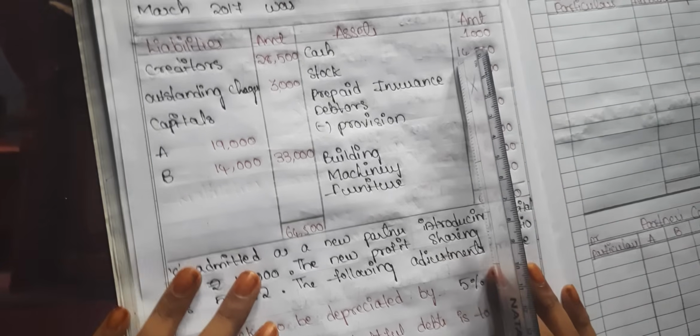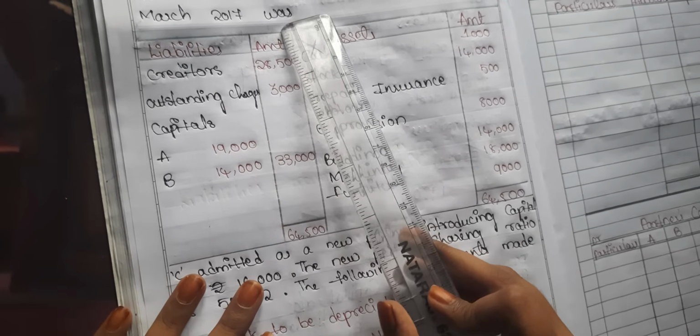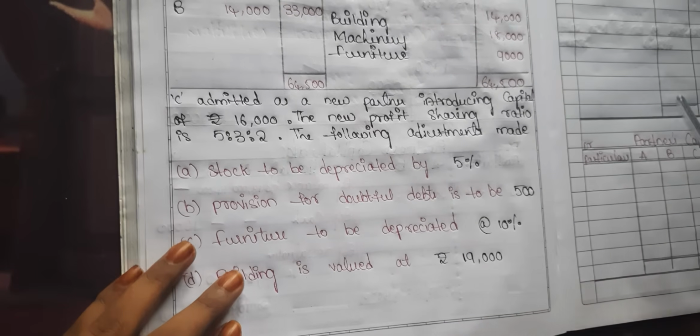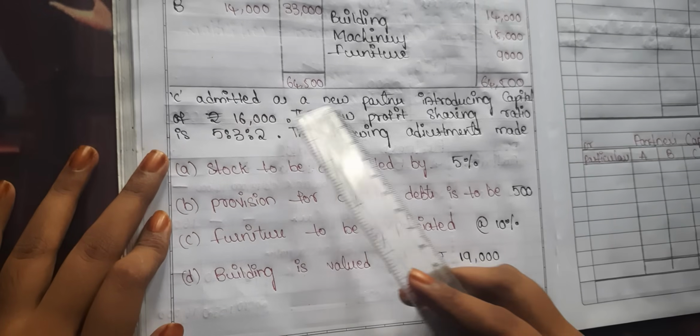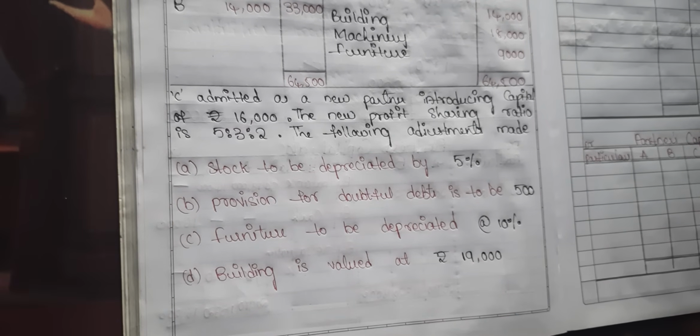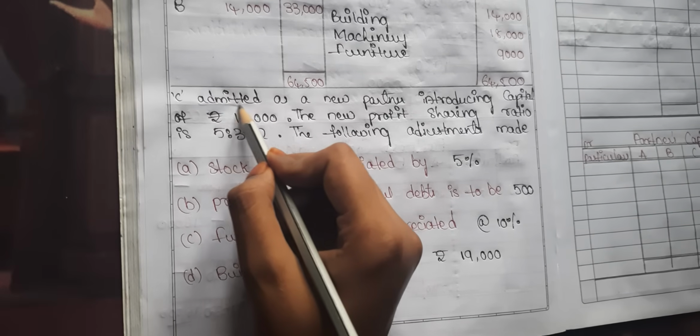So the balance sheet on 31st of March 2017 was this. We will come to the balance sheet later. First let us go with the next part of the question. You can see on the screen, C admitted as a new partner introducing capital of rupees 16,000. You can see that here clearly they said C admitted.